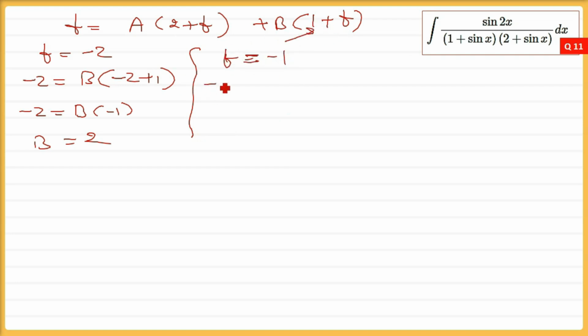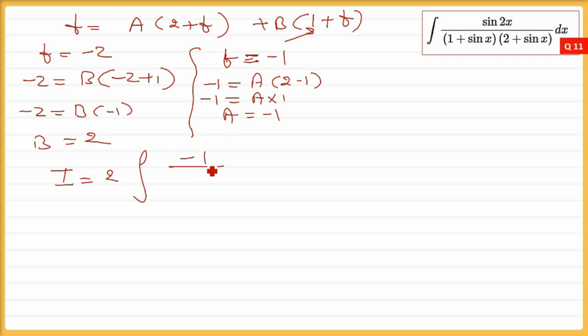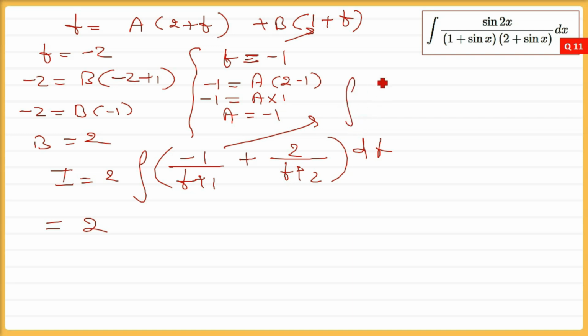Now coming to the second constant, t we just place as -1. So the second term will become 0. So -1 will be equal to A into 2 minus 1. -1 will be equal to A into 1. A became -1. So the equation, if you remember, it was 2 integration of -1 divided by t plus 1 plus 2 divided by t plus 2. This is integrable now.